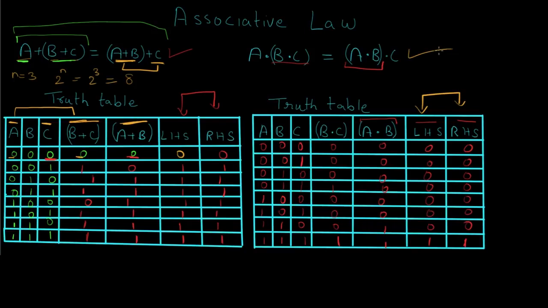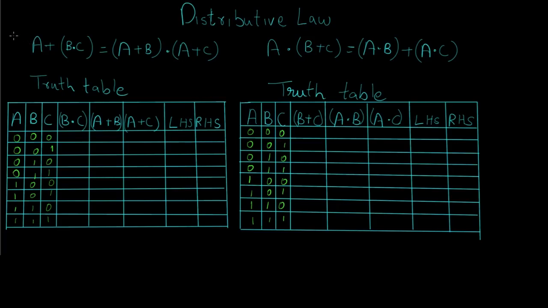Now if you don't know the logical AND operation or logical OR operation, you can check out the previous videos where we have discussed these basic operations. So let's move on to the next law. Okay, so the next law is the distributive law. As you can see, we have three different variables a, b and c. So the number of input values will be 2 raised to 3, which is equal to 8.